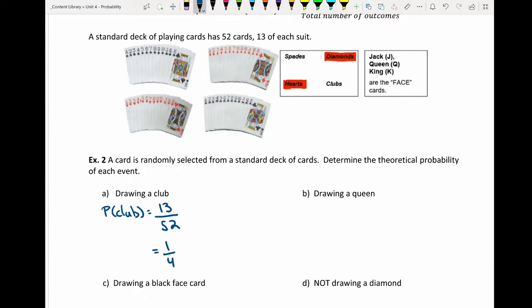What is the theoretical probability of drawing a queen? The theoretical probability of drawing a queen is equal to, well, we know the total number of outcomes is 52. And how many successful outcomes are there? A success is drawing a queen. So how many queens are there in a deck? There's 1 per suit, so there are 4 total. And if I want to reduce this, I can reduce it to 1/13.